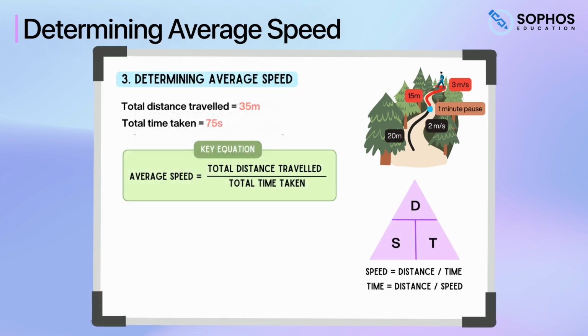Average speed equals total distance traveled over total time taken. This gives us average speed equals 35 meters over 75 seconds, which is roughly equal to 0.47 meters per second. For simplicity, we can approximate this as 0.5 meters per second. While this average speed may seem low, it's important to remember that you spent a significant amount of time, 60 seconds, standing still, which affects the overall average.